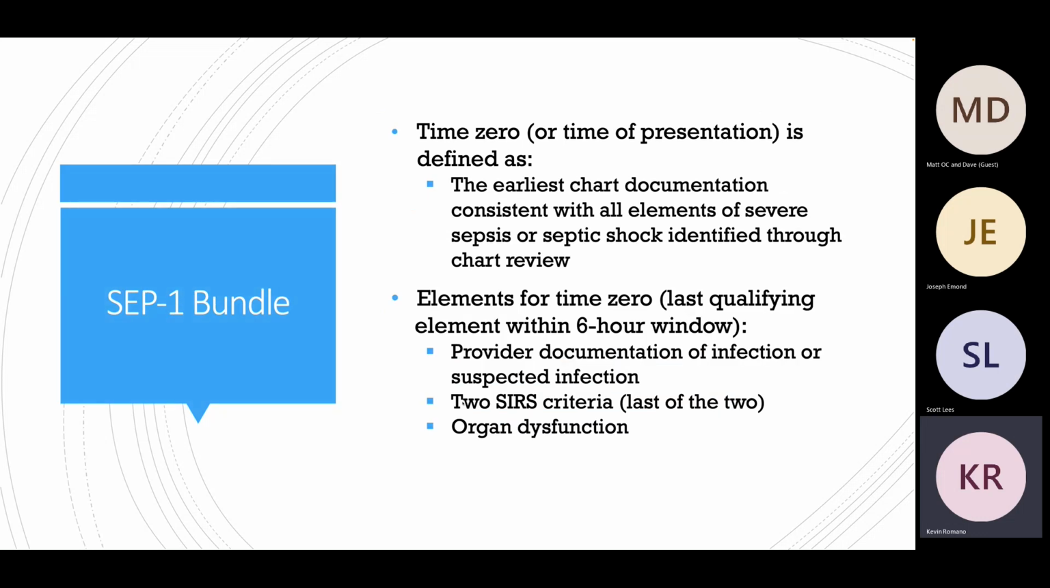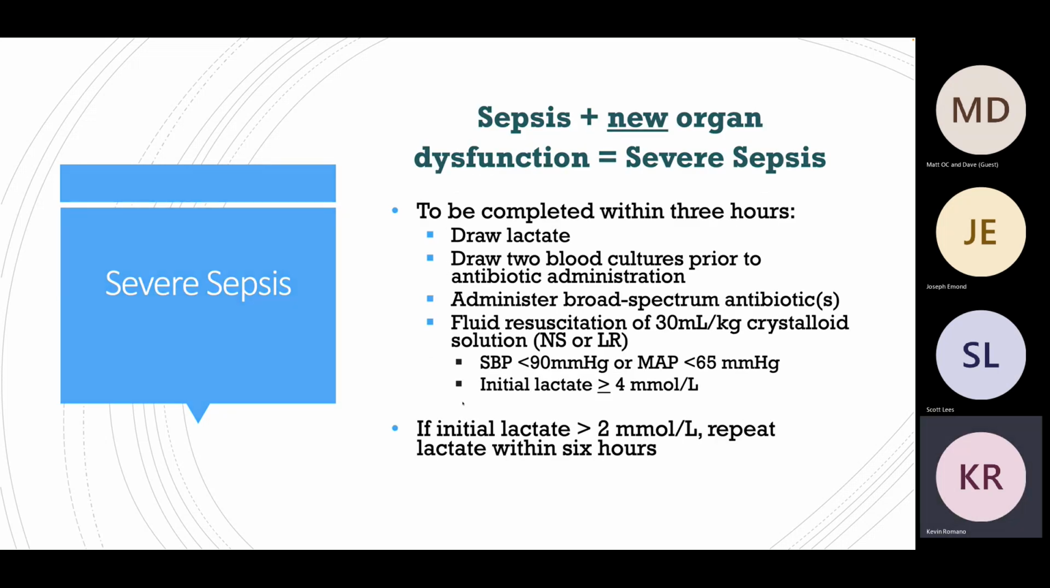The first sepsis bundle is time 0, or time of presentation, defined as the earliest chart documentation consistent with all elements of severe sepsis or septic shock identified through chart review. So we look at the pre-hospital stuff as well, looking at SIRS criteria and organ dysfunction. Severe sepsis, we talked about earlier, is to be completed within 3 hours. They have to draw a lactic. They have to do 2 blood cultures, administration of broad spectrum antibiotics, and fluid resuscitation of 30 mL per kilo with a crystalloid solution, so NS or LR, to maintain a blood pressure of 90 and a MAP of 65.